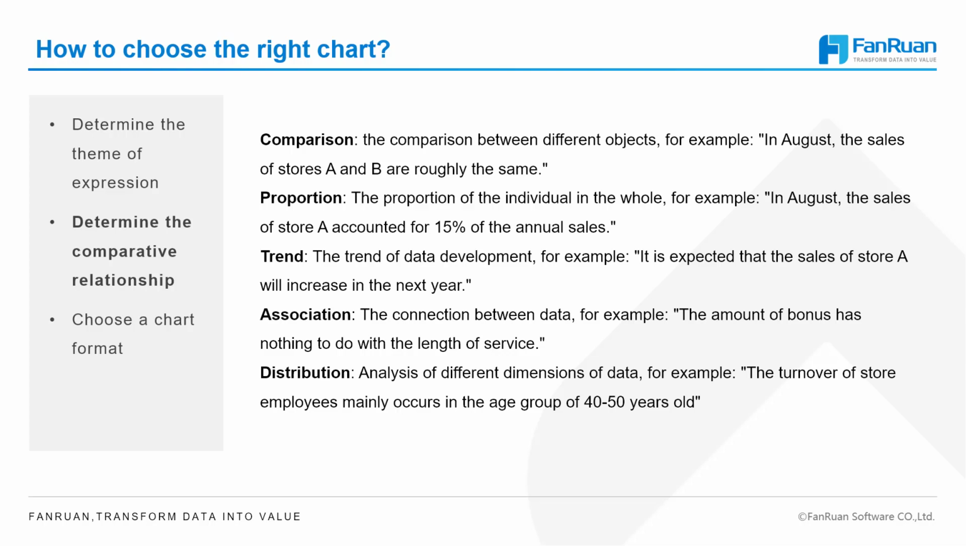Trend refers to the trend of data development. For example, it is expected that the sales of store A will increase in the next year. Association is the connection between data. For example, the amount of bonus has nothing to do with the length of service. Distribution refers to analysis of different dimensions of data. For example, the turnover of store employees mainly occurs in the age group of 40 to 50 years old.